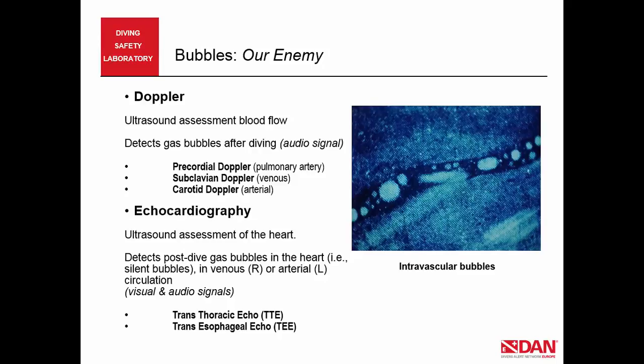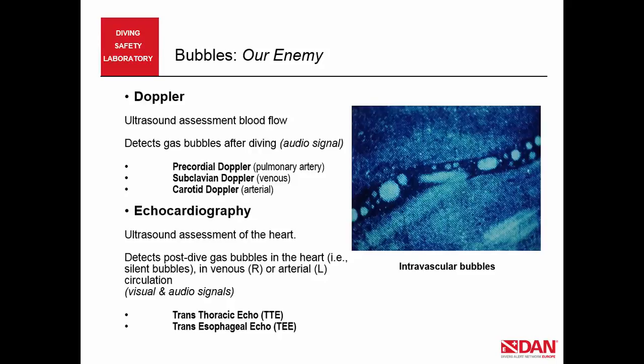Doppler ultrasound assesses blood flow and can detect bubbles traveling in blood because of their specific acoustic properties. This type of assessment may be used to record bubbles within the pulmonary artery, also called precordial Doppler, recording venous gas bubbles in a vein below the collarbone, called subclavian Doppler, and even detecting bubbles in arterial blood in the neck, called carotid Doppler.